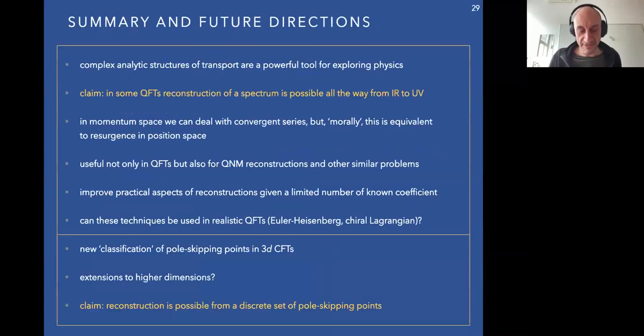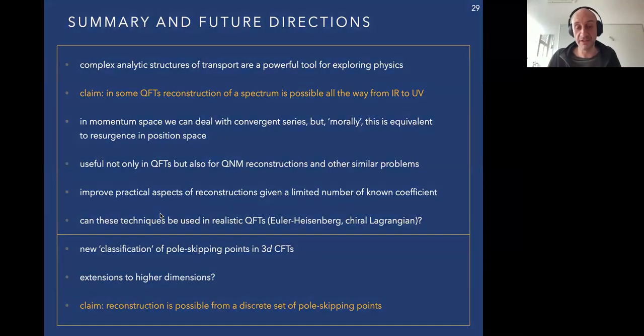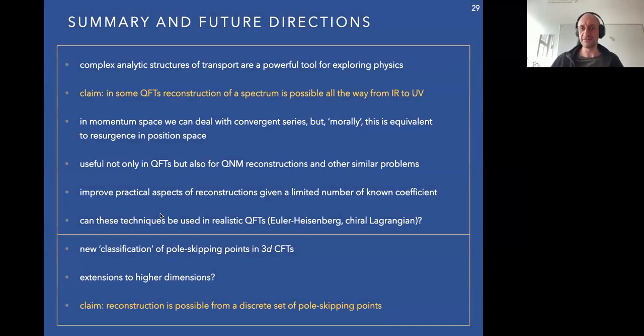So let me just summarize. I showed you a number of results. There are two main claims that I would like to make. I first showed you that there are various complex analytic structures associated to transport, which we've been looking at, and I guess many other people have also been looking at this. And by now I believe that this is useful, that we can learn quite a lot.